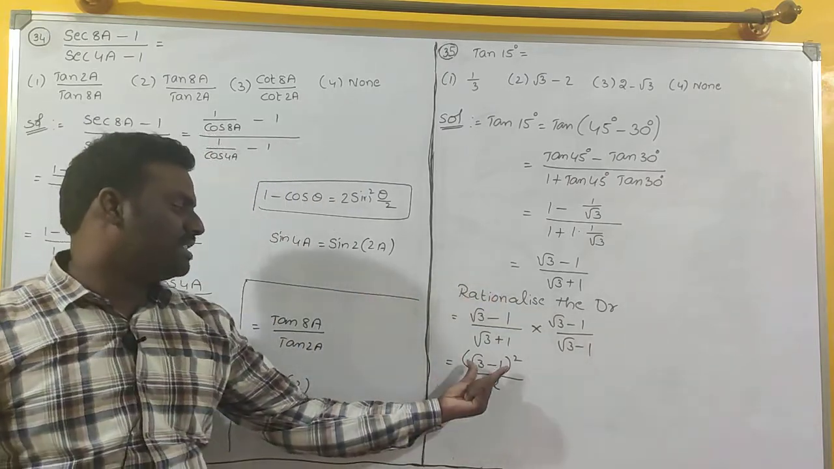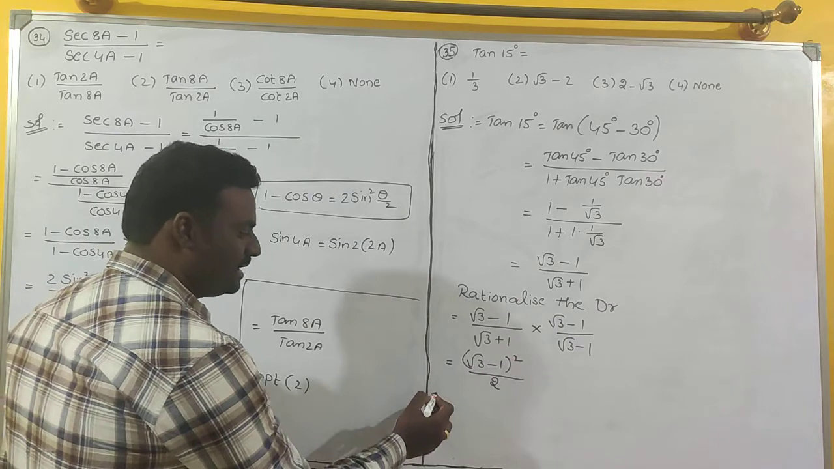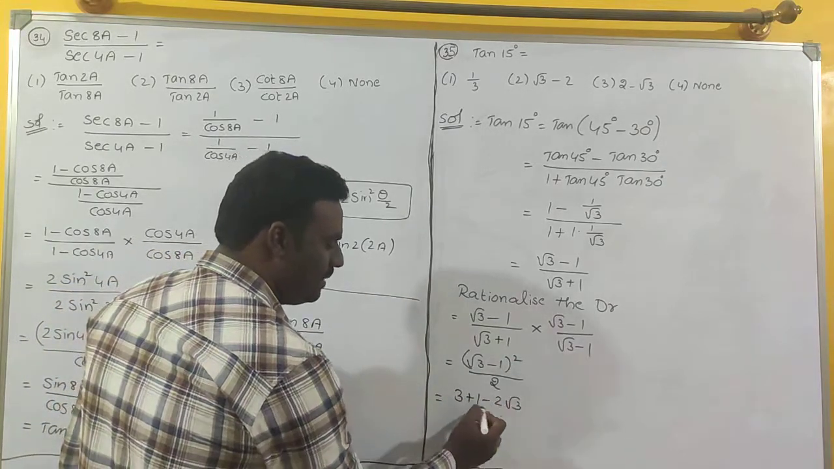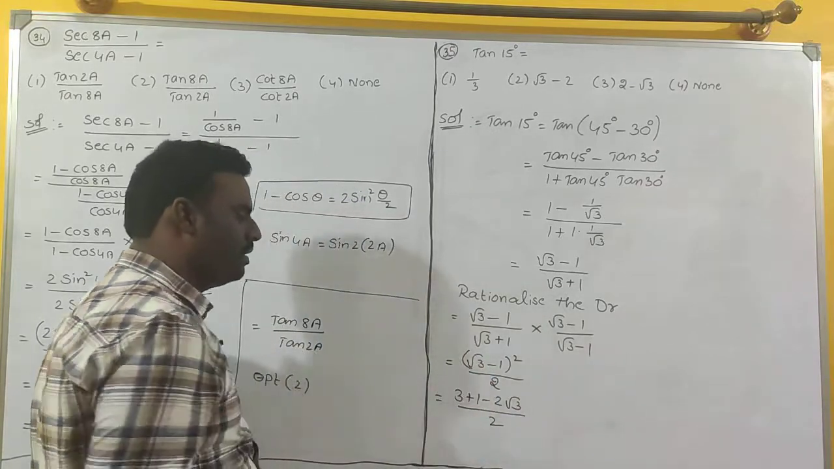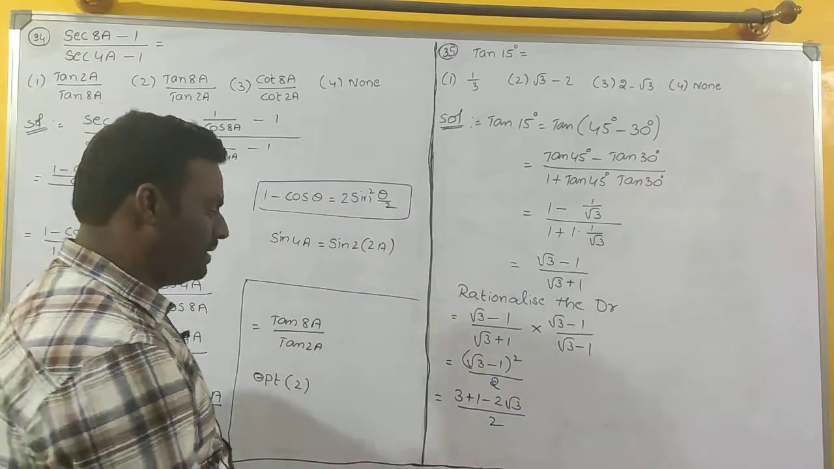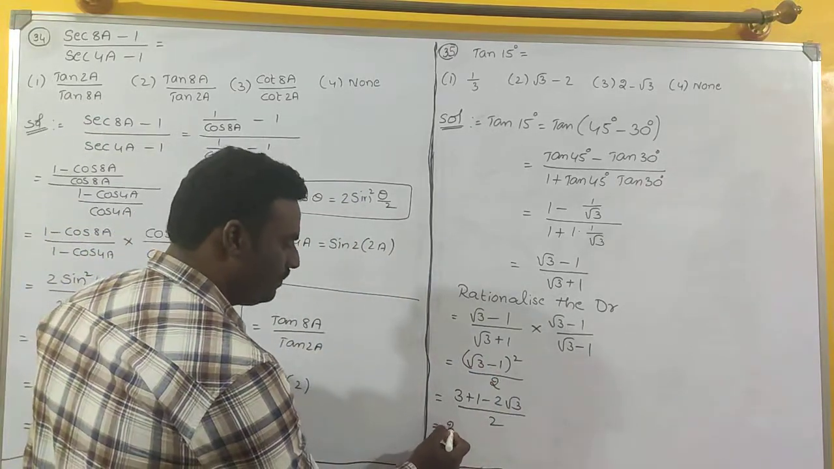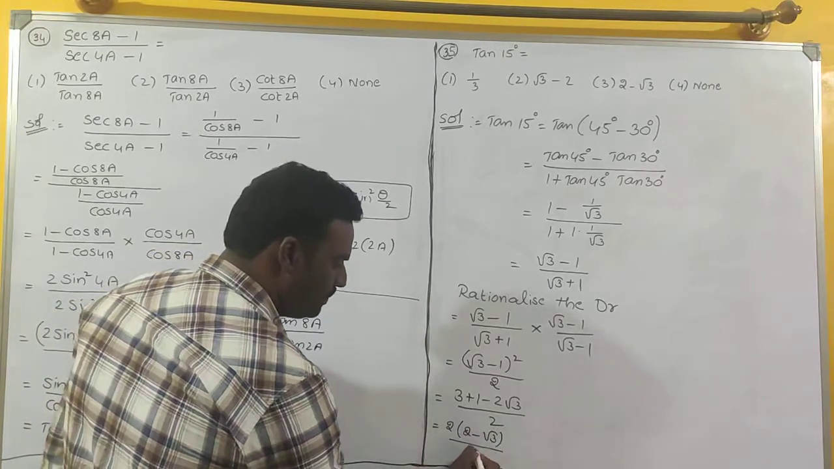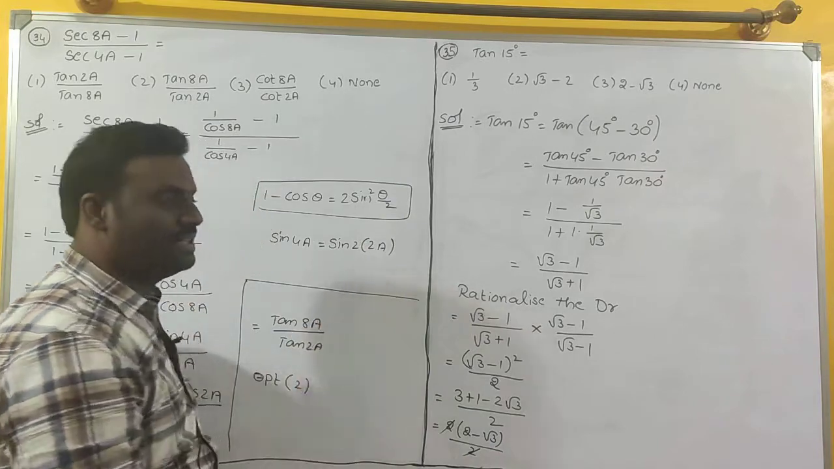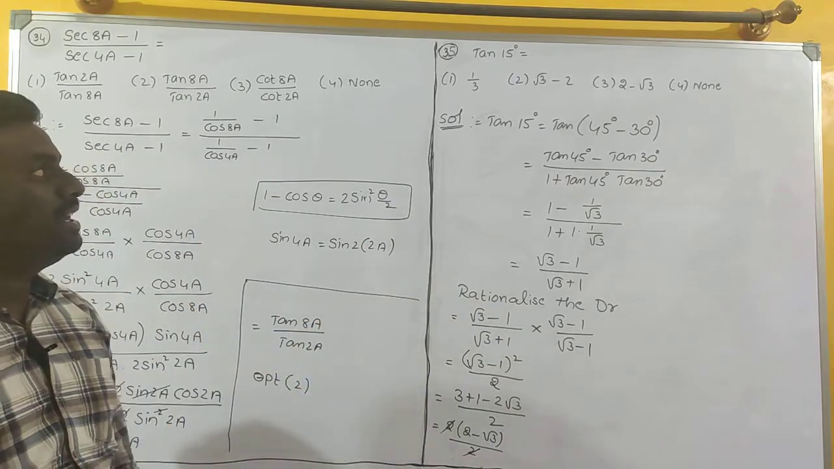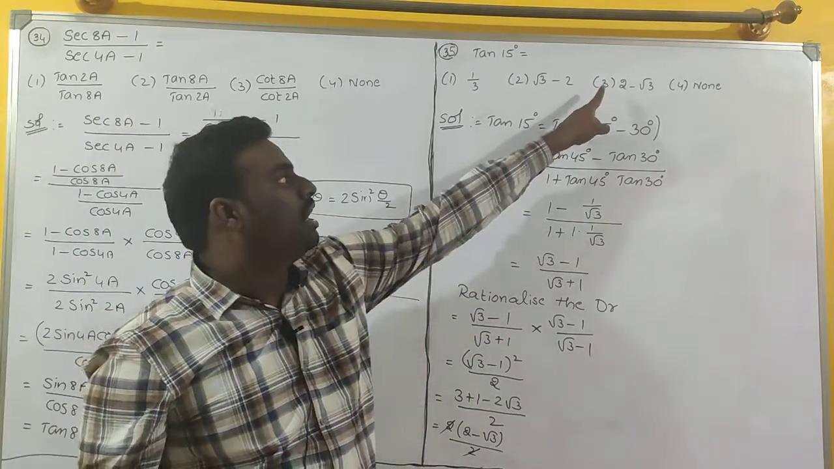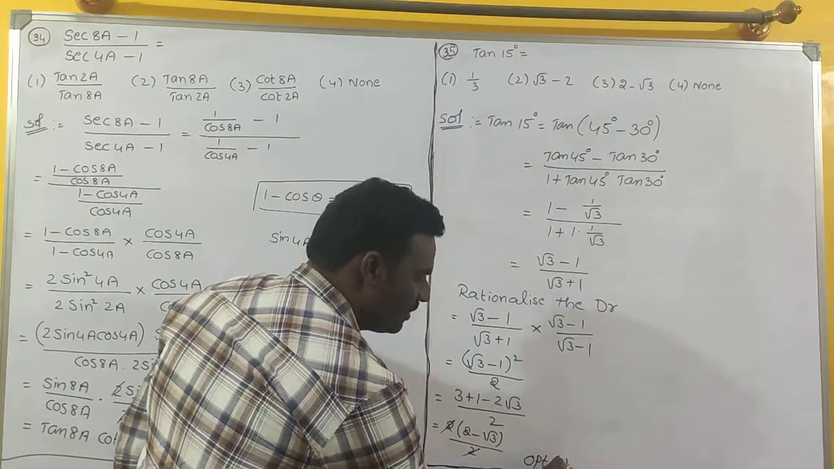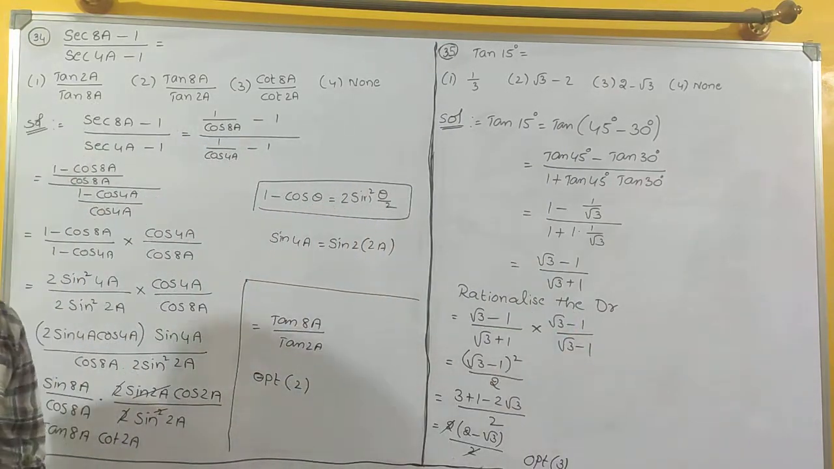Now the numerator is in the form of (a minus b) whole square, that is nothing but a square plus b square minus 2ab, by 2. I will take 2 common here: 2 minus root 3 by 2. Now 2 gets cancelled. Now what is the answer? 2 minus root 3, that is nothing but option 3, the correct answer for question number 35.